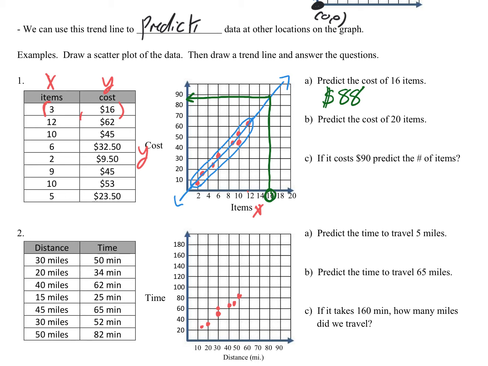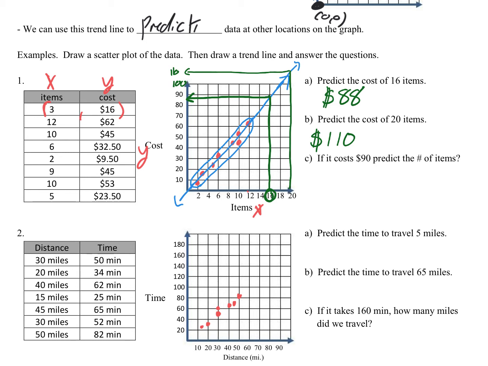Next we're going to predict, what about 20 items? For this, I might need to extend my line of best fit. If I go to 20 items and I go up to my line, I'm almost going off my graph here, but I can still approximate it. This would be about 100 and about 110, maybe about $110.